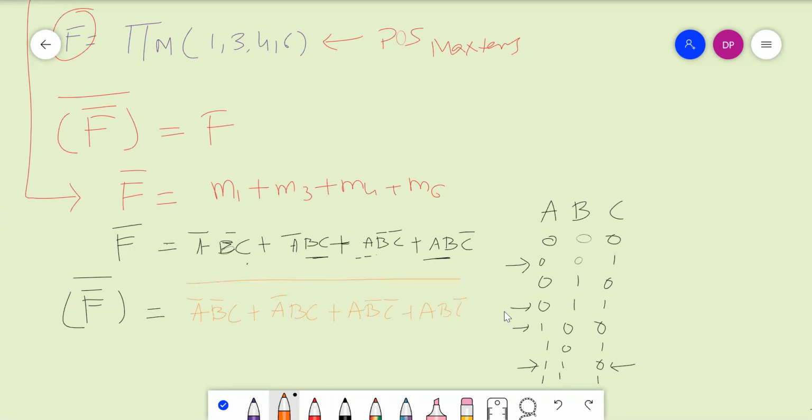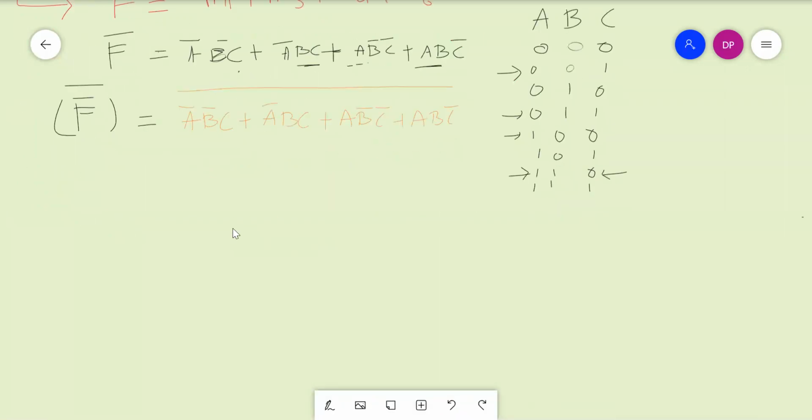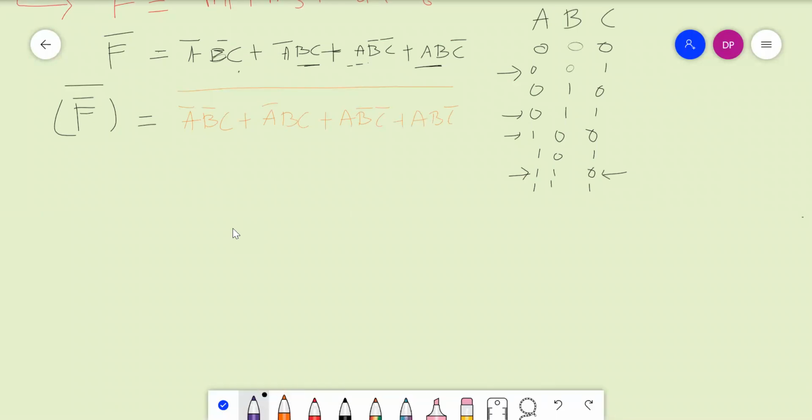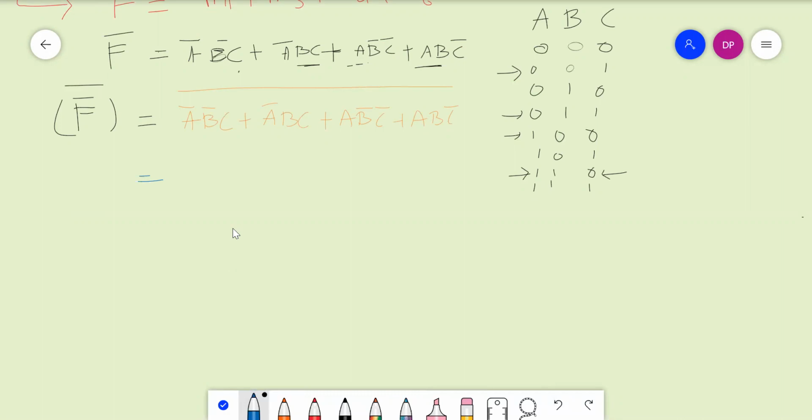So whole complement means what? What can be written? (A plus B) whole bar, De Morgan's law, is A bar dot B bar. So (A plus B plus C plus D) bar is A bar dot B bar dot C bar dot D bar. So what we can write: this is A bar dot B bar dot C only bar.